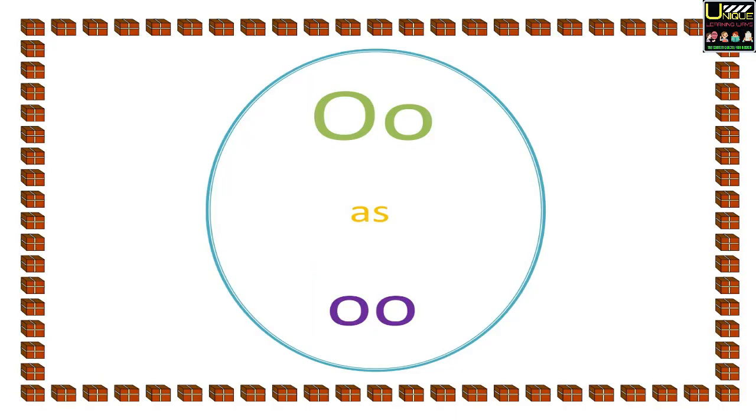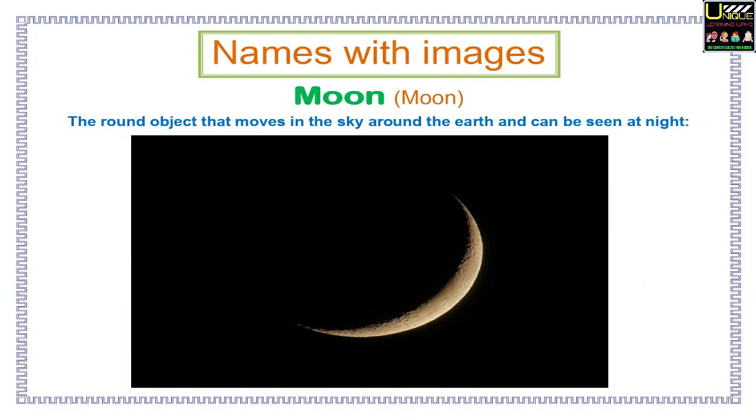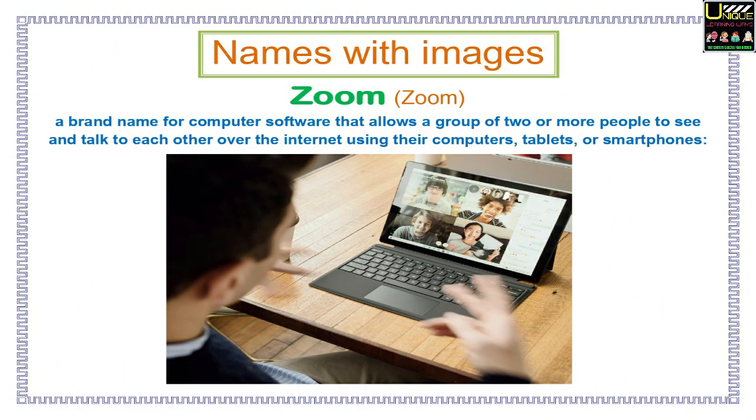O as oo. Names with images. Here I have a word with its pronunciation, explanation, and an image for you. Moon: the round object that moves in the sky around the earth and can be seen at night. Zoom: a brand name for computer software that allows a group of 2 or more people to see and talk to each other over the internet using their computers, tablets, or smartphones.